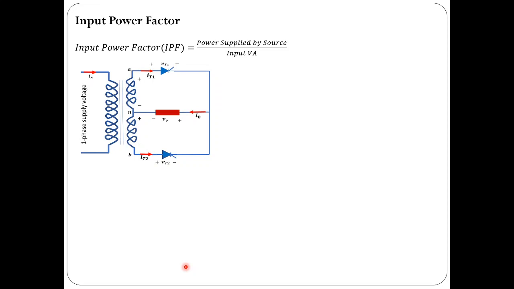Coming to input power factor, it is defined this way: power supplied by the source divided by input VA. Power supplied by the source is the same as power consumed by the load in this particular case, because there are no other elements which can consume power. There is only the load which can consume power, and in the load, if it is RLE type, the battery and resistor can take power, but the inductor cannot. So consider power taken by the resistor and battery only. No need to consider power consumed by the inductor as it is equal to 0.